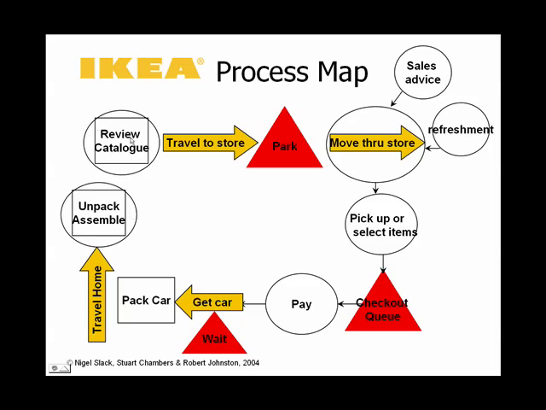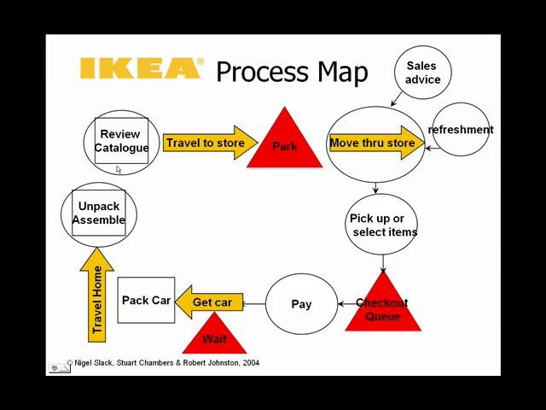So you notice here that sometimes we've combined symbols where there may be two different types, and again that's a powerful way of using those analysis tools. So first of all, we review the catalogue, then we travel to the store, we have to park, then we move through the store. Now that's both a transport activity, but also it adds value because people are seeing what they could buy. They're looking at layouts of furniture in rooms where they might buy more than one piece of furniture, so there's some added value there. You get some advice when you're going around.